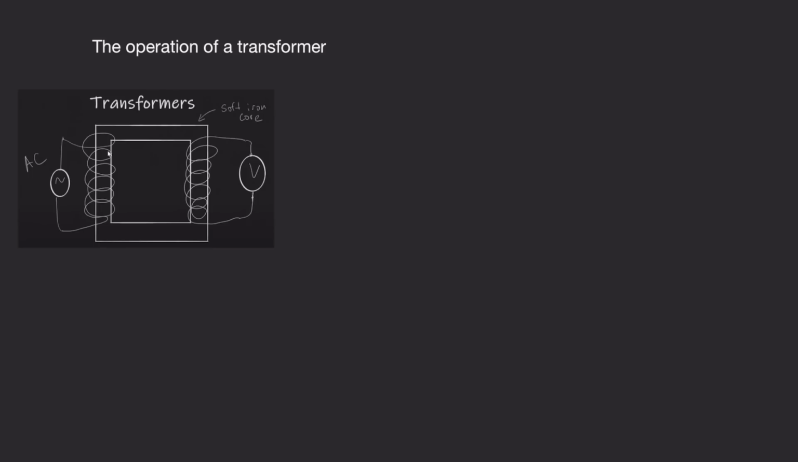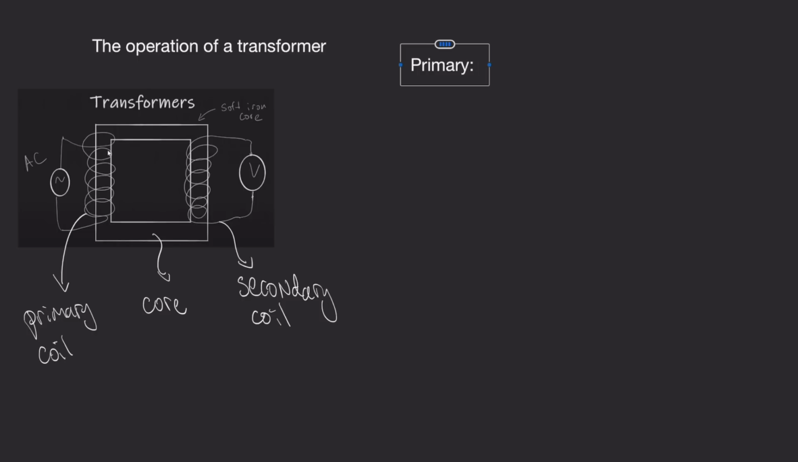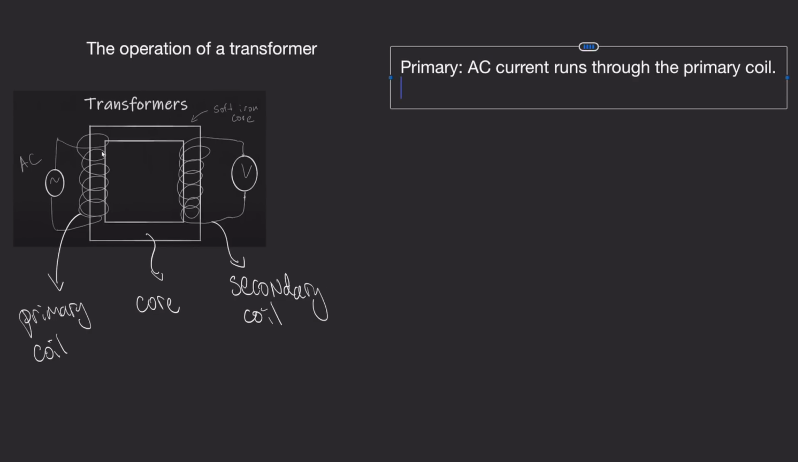And now let's talk about transformers. They can be split into several components. What we have over here on the left is the primary coil. Then we also have the core of the transformer, and then right over here we have the secondary coil. For the primary coil, we have AC current which runs through it. Since it's alternating current, that means that the magnetic field around this coil over here is also changing.